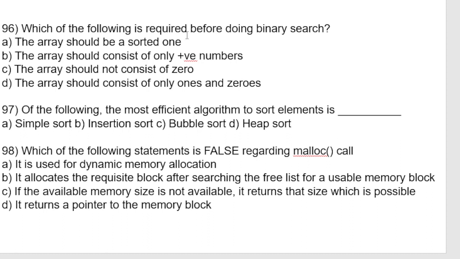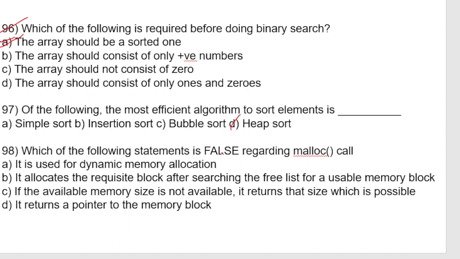Which of the following is required before doing binary search? Again a question on binary search. The array should be sorted, the array should consist only positive numbers, the array should not consist of 0, the array should consist of only 1 and 0. So it is the array should be sorted, it is A option. Of the following, the most efficient algorithm to sort elements is simple, insertion, bubble, and heap. So answer is heap sort.